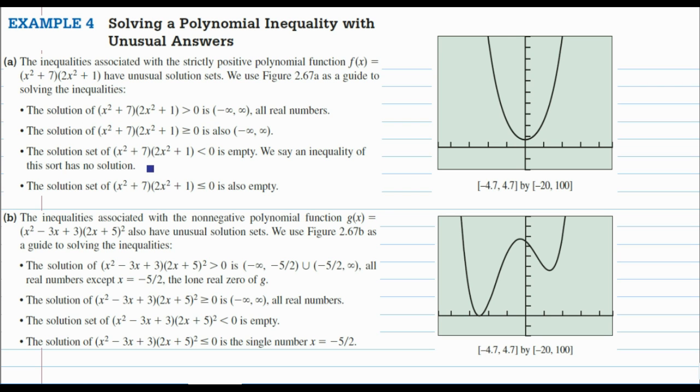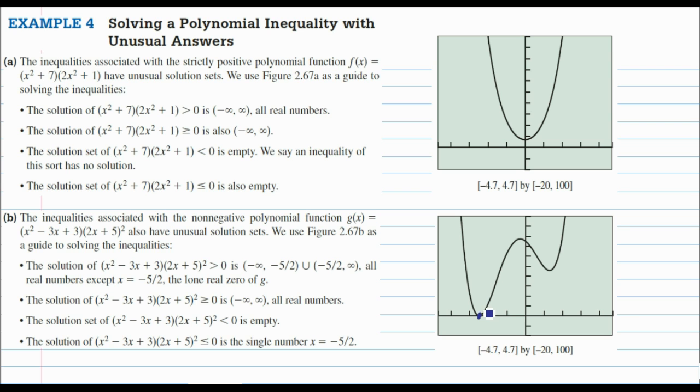However, the solution set where this function is less than 0 or less than or equal to 0 is what we call empty. There are no x values that would produce a negative y value or a y value of 0. Now in part B, it's a very similar situation, except we do have a 0, just one.